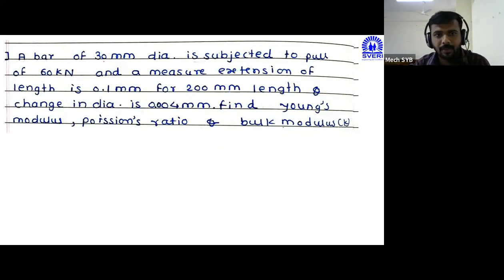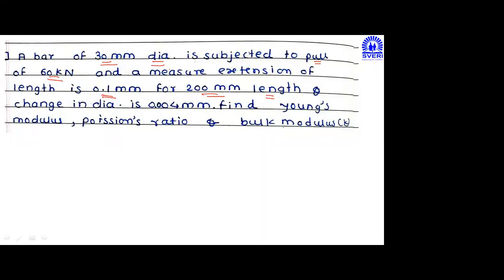A bar of 30 mm diameter, means it is circular in cross section, subjected to pull of 60 kilonewton. Okay, and a measured extension of length is 0.1 mm for 200 mm length. So one bar having 30 mm diameter आणि त्या बारवर काय झालेला आहे तर 60 किलोन्यूटनचा पुल फोर्स. पुल मीन्स टेन्साइल और कॉम्प्रेसिव्ह. पुल मीन्स टेन्साइल and push means compressive.